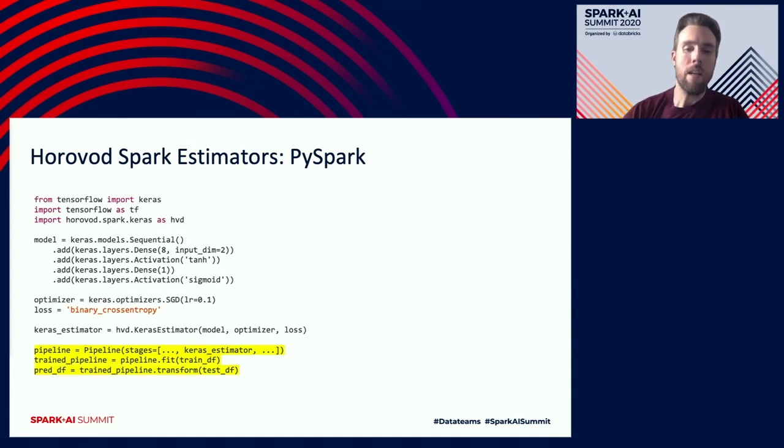And so what this means is that the only part of the code that's actually unique to Horovod in this case are these two lines here, where we first import the horovod.spark.keras package. And then we just have this one line of code where we define our Keras estimator, given our model, our optimizer, and our loss. And then we stick it into the pipeline. And with that one line of code, we have all of this powerful distributed training, all executed within our existing Spark application.